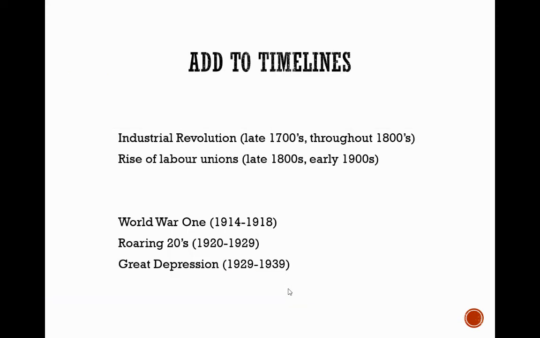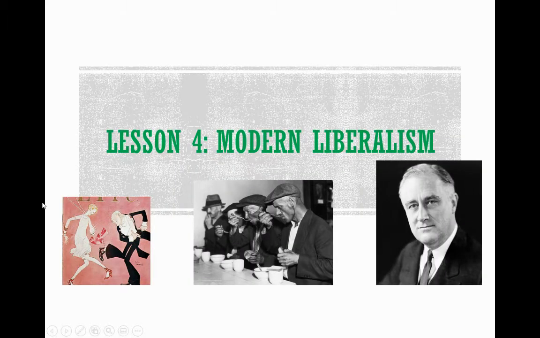Okay, so there's a few more things you can add. So you already added Industrial Revolution. Well, now you can add the rise of labor unions. Okay, so this happened in the late 1800s and the early 1900s. Go ahead and add that. You can add World War I. That's going to be important for today's lesson. The Roaring Twenties and the Great Depression. And you know what? I should add to this World War II. Okay, let's type that in right now. Okay, from 1939 until 1945. Okay, so make sure you have all those things in your timelines, and that's going to help you out as we get into Lesson 4, Modern Liberalism.